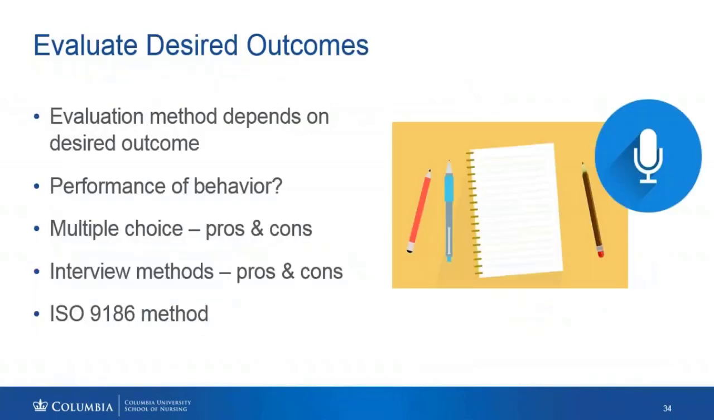So then the last step is evaluating the desired outcomes. And as I mentioned, the method depends on the outcome. So do you want people to be able to accurately perform a behavior? There's studies about illustrations and dosing guides to help parents drop the correct amount of pediatric liquid medication for their children. So they actually give them this stuff. Can you do it right?